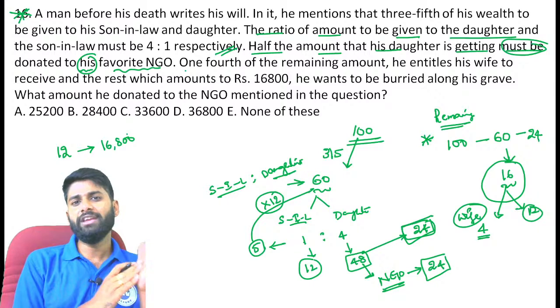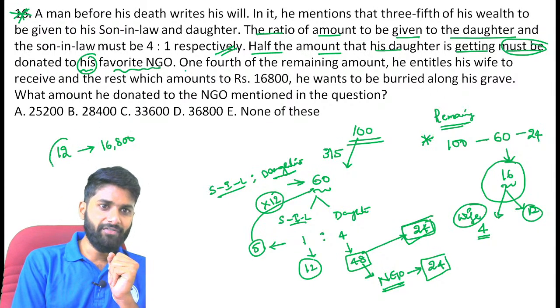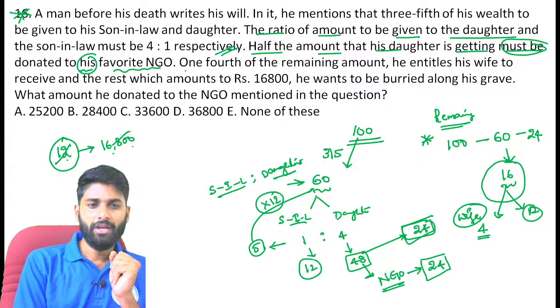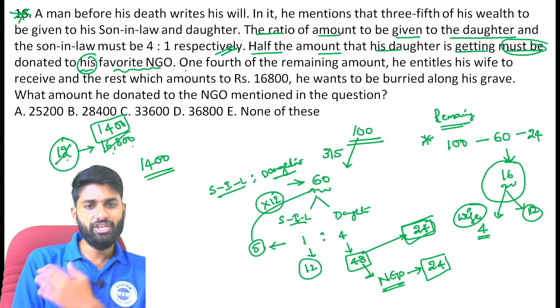Now, what is the amount he donated to the NGO, as mentioned in the question? Now, see, what is the amount he left? 12 units. 12 units become exactly equal to 16,800. Now, see, 12 ones are 12 and 12 fours are 48. Each unit is equal to 1400. Now, these 1400 rupees are left with each unit.